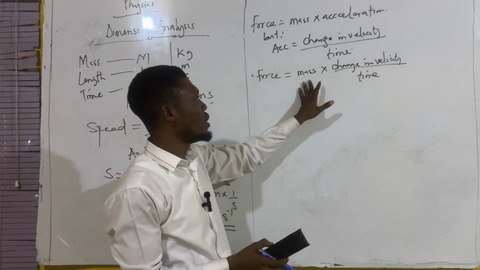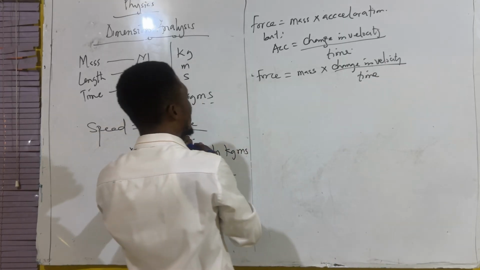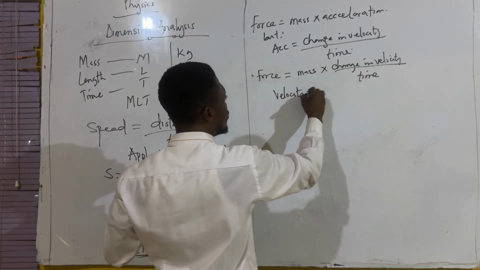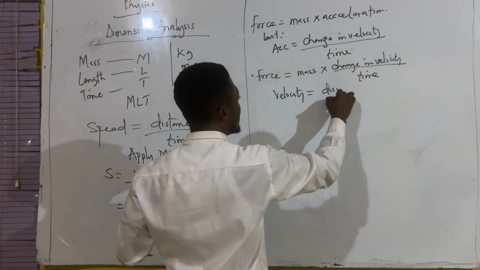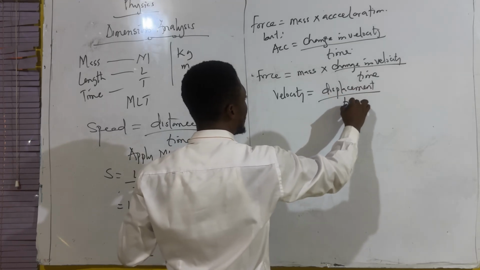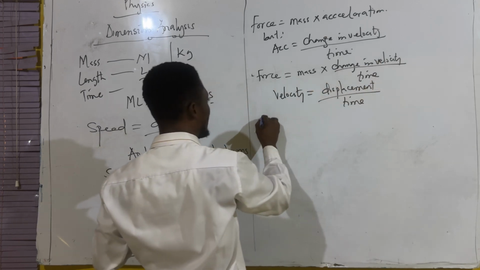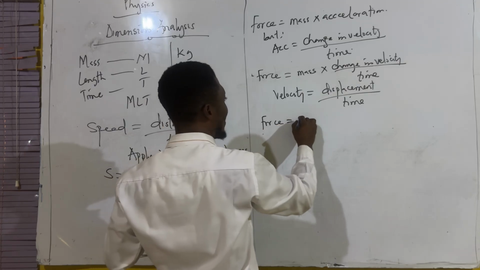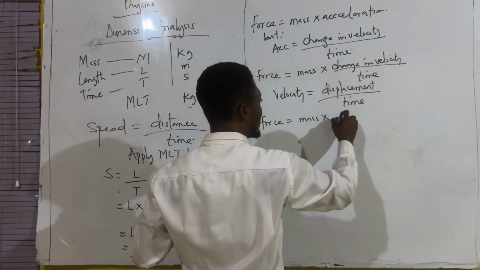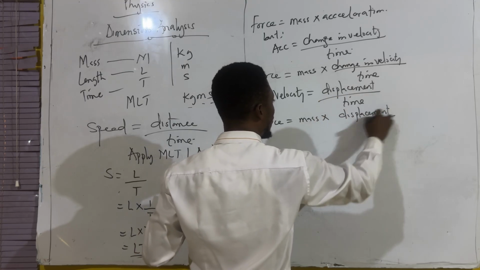No. Does velocity have a formula? Yes. So you also say that velocity is equal to displacement over time. So replace velocity with this. That means force is then equal to mass times, instead of writing velocity, we're going to write displacement over time.